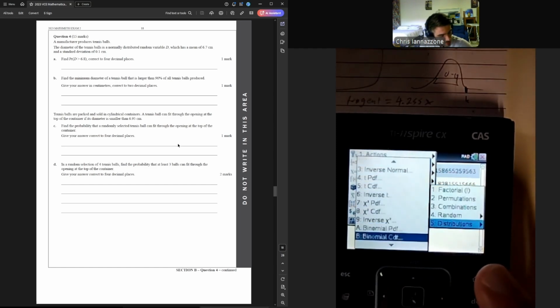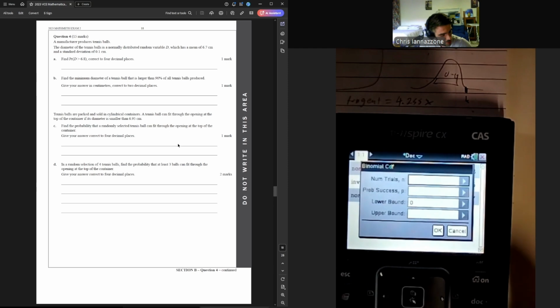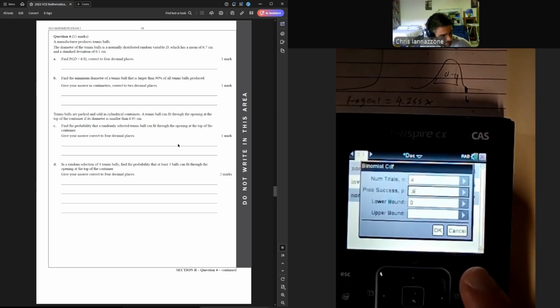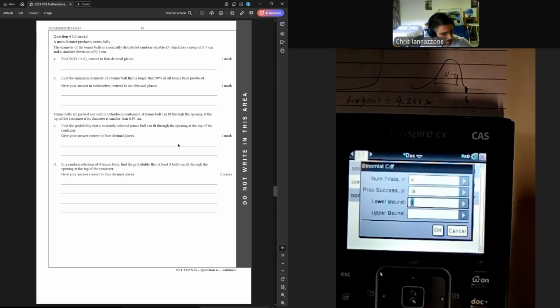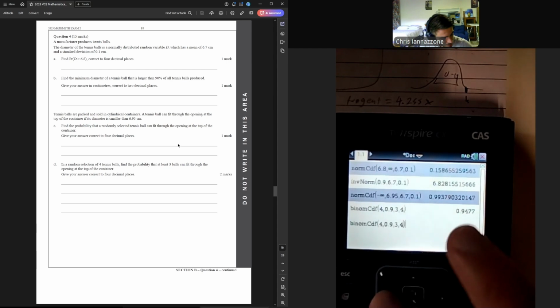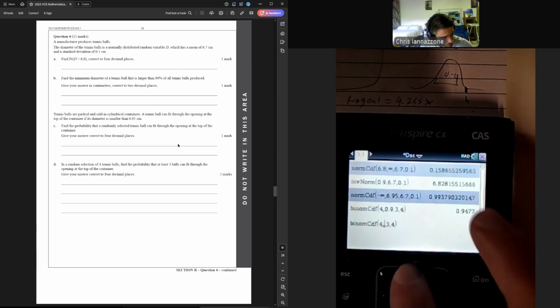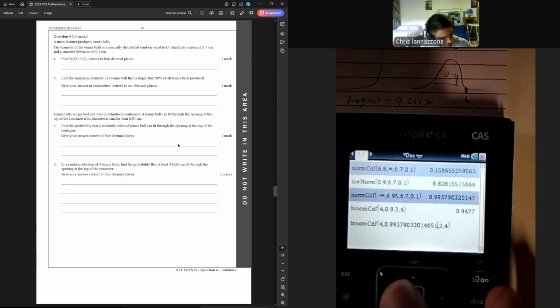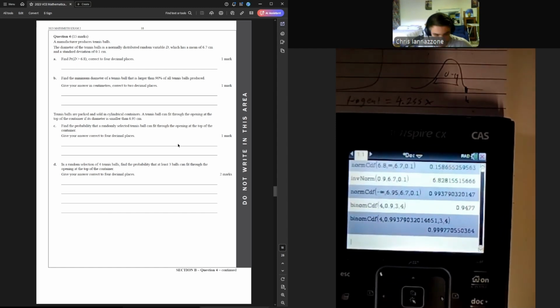So binomial CDF, number of trials was 4, probability of success, we're just going to leave this blank for a second so we can copy and paste it over later. And then lower bound was 3, since it's at least 3. And then upper bound is going to be 4. Now, we're just going to delete that little placeholder and replace it with the actual probability, which is this one here. And it's going to give us, okay, how many decimal places? We need 4. So it's going to give us 0.9998 as a probability.